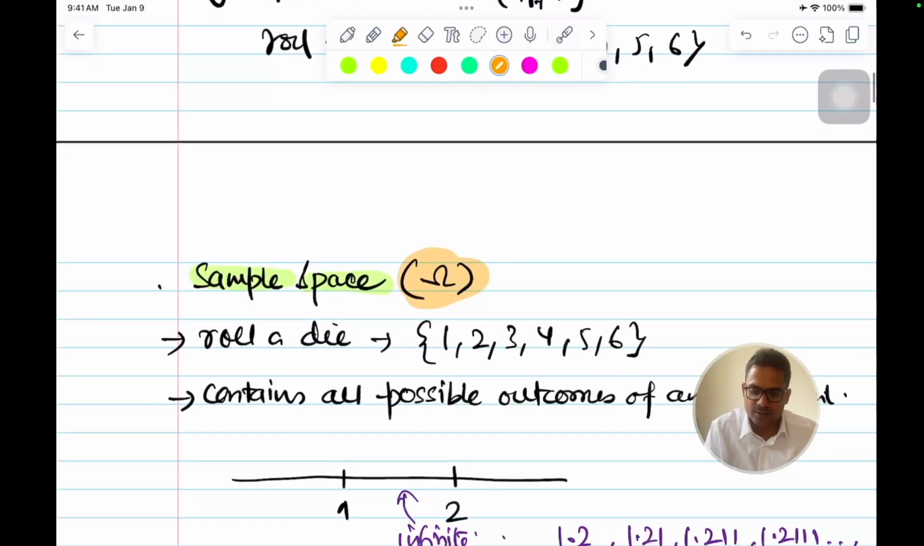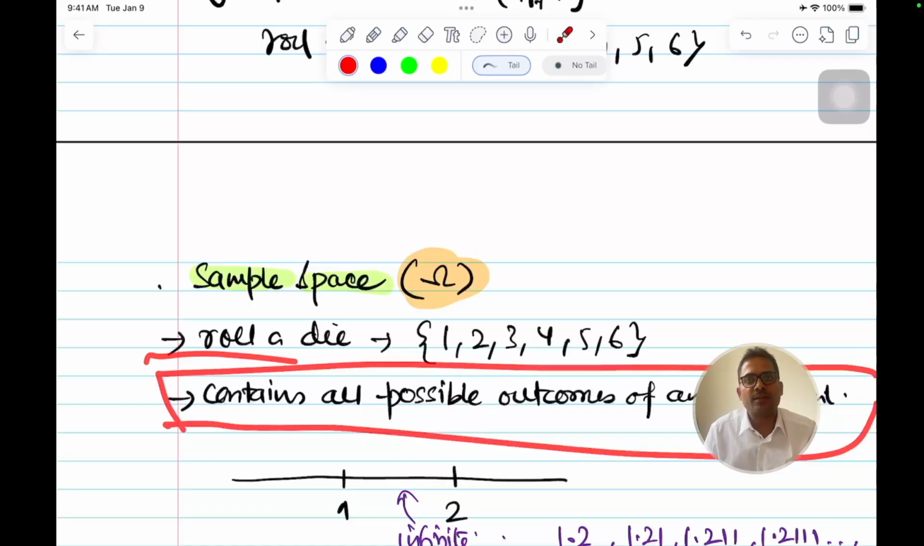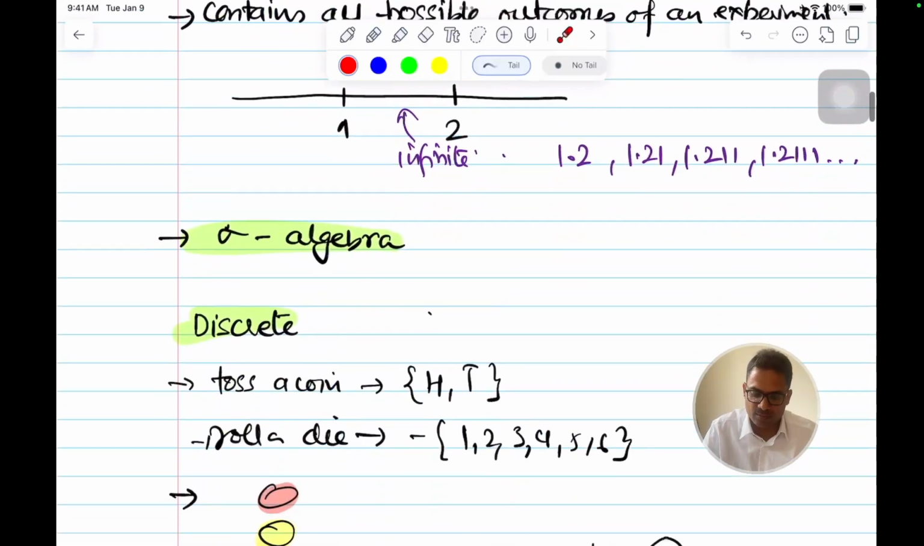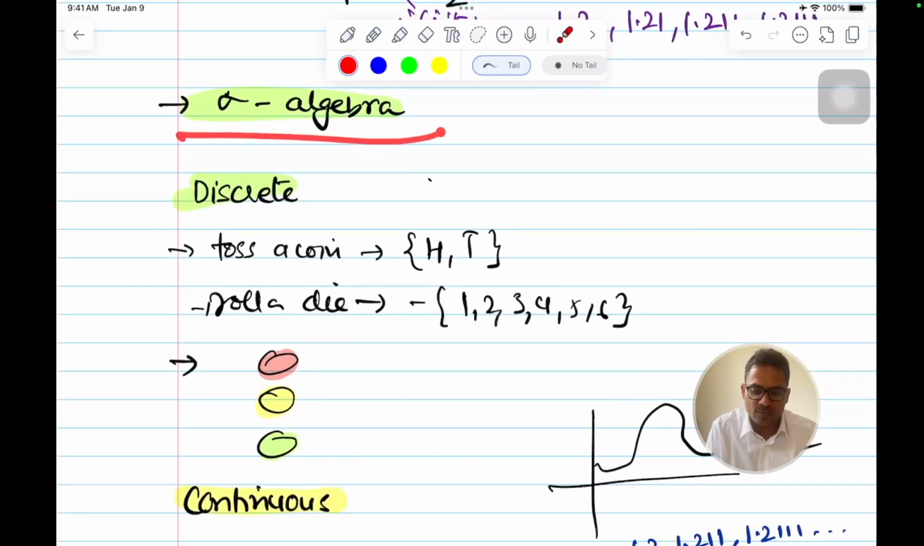Okay. So sample spaces: a sample space contains all possible outcomes of an experiment. This is a sample space. We have discussed this too. Then I told you that we should know a sigma algebra, so the sample space should follow the rules of a sigma algebra. This is good to know. I'll put this content in the notes that we will have.